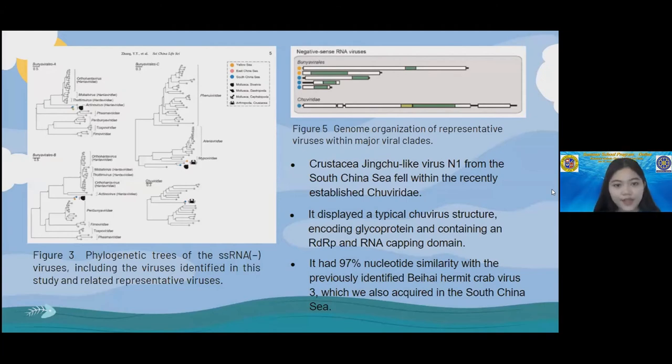From figures 3 and 5 in the supporting information, we know that Crustacea Jingmen-like virus N1 from the South China Sea fell within the recently established Jingmenviridae. It displays a typical virus structure, including the glycoprotein and containing an RdRp and RNA capping domain. However, the location of the RdRp and RNA capping domain shows the reverse genome structure of typical viruses. It had 97% nucleotide similarity with the previously identified Beihai hermit crab virus 3, which was also acquired in the South China Sea. Yeah, thank you.